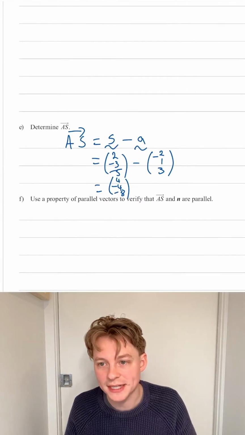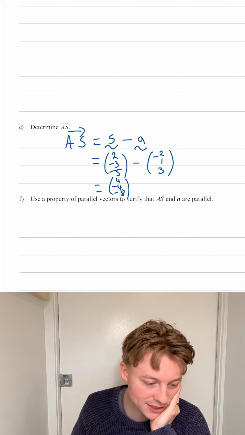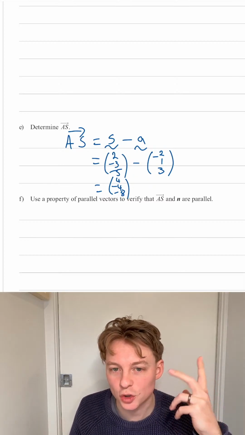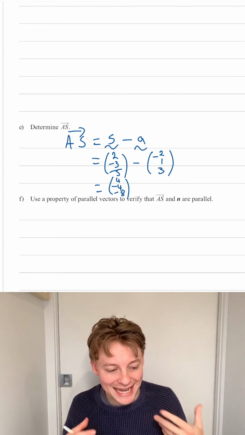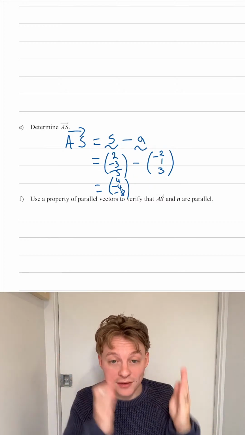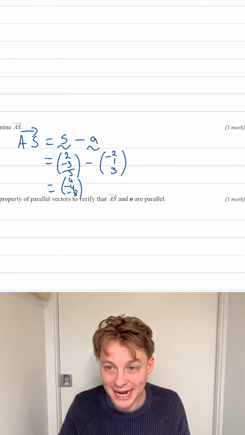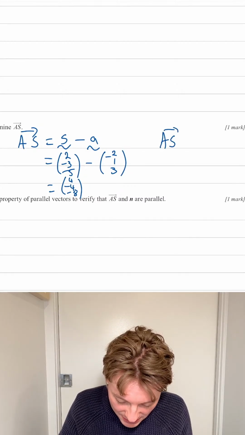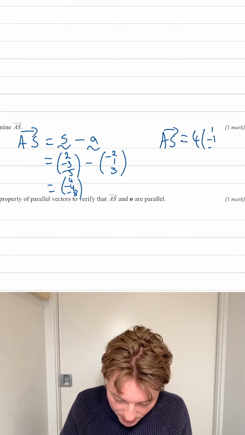Okay, so I found this vector. Generally, when we have all these common factors, it's good practice to recognize common factors exist in maths. We love common factors, right? So I can take a common factor out the front of everything. I can take out the value of 4. That means from A to S, I've got 4 outside of 1, minus 1, minus 2.